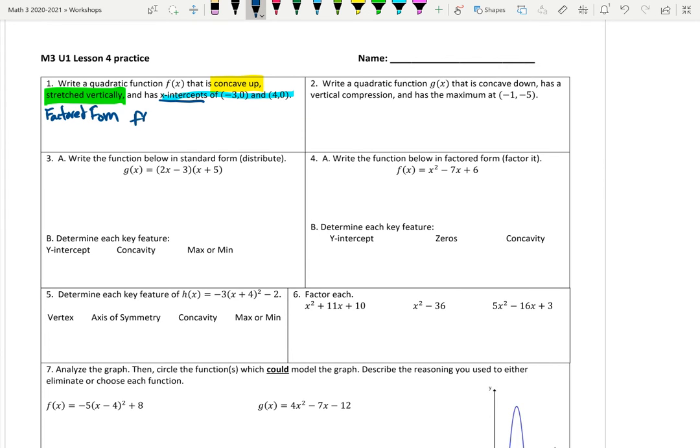It is going to be f of x is equal to a, concave up because it needs to be positive. It is stretched vertically. It is getting bigger. When you stretch something, it gets larger. I'm going to double it. And then I'm going to remember that the factored form is always going to resemble x minus blank, x minus blank, and these blanks are the solutions, -3 and 4. I take a moment to clean up my final answer, and I get 2 times (x plus 3) times (x minus 4).